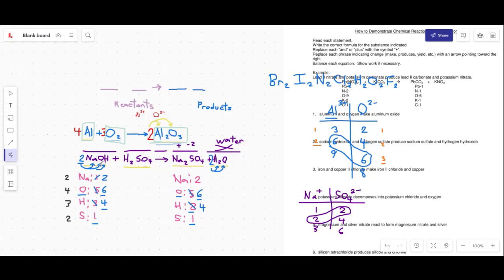So kind of in a nutshell, you take your problem and you break it down to the simplest form, I guess, and then balance it from there. Exactly. So when you're balancing equations, you only change the coefficients. You cannot change the subscripts when you're balancing the equation.